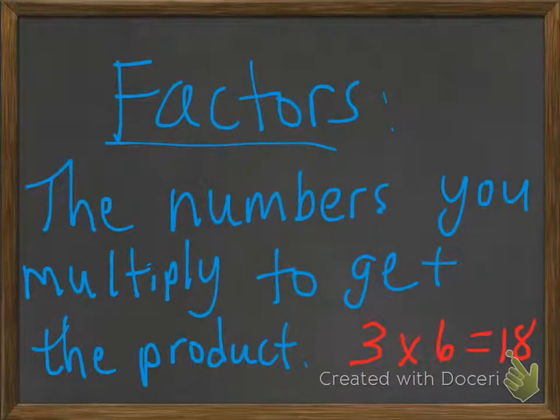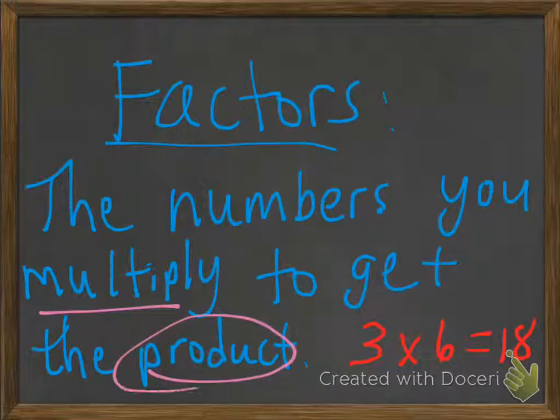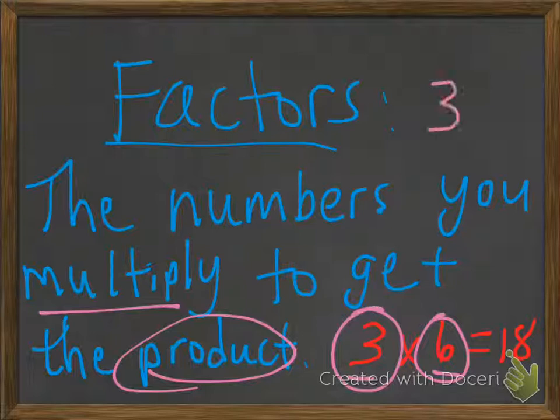Now, factors are the numbers you multiply to get the product, and the product is the answer to a multiplication problem. So in 3 times 6 equals 18, the factors are 3 and 6. Those are our two factors for this particular problem.